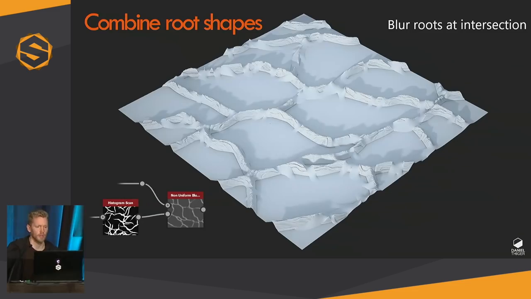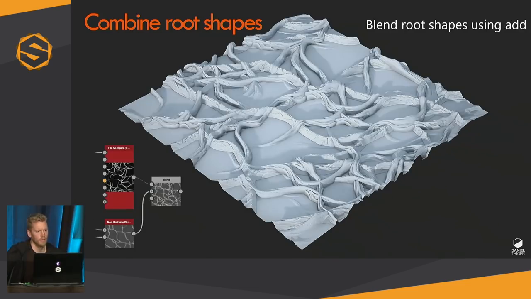So I'm gonna take my secondary roots later and add on top of this, but I'm not gonna carry any of the micro detail up in that shape. I'm just gonna carry the lump over it, essentially. And here I'm just adding them on top of this.